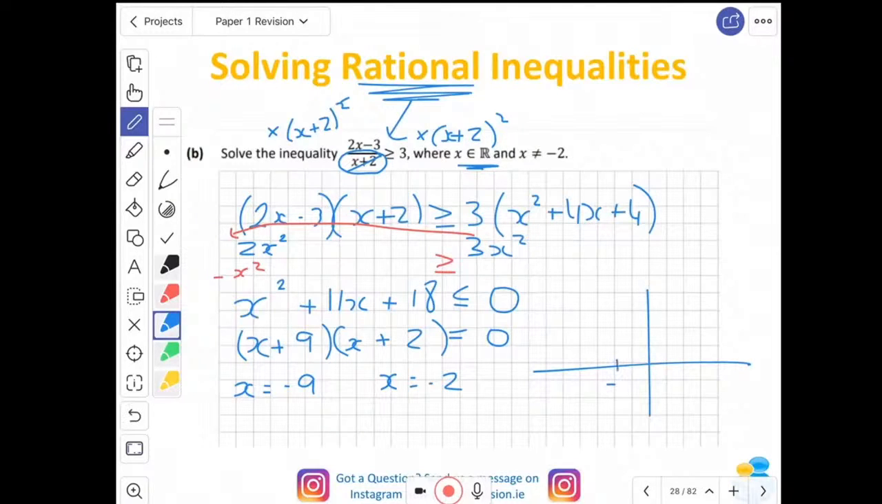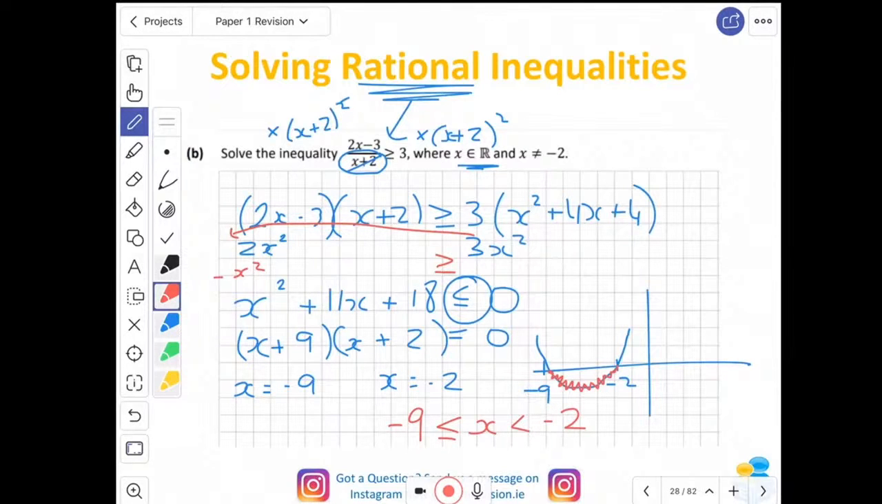You sketch where minus 2 and minus 9 are, and you draw your quadratic. Because this quadratic is less than 0, you need to shade in the places that are less than 0. So it's all along here. That means you've got a sandwich inequality. And this is where your answer comes from, that it's going to be between minus 9 and minus 2.